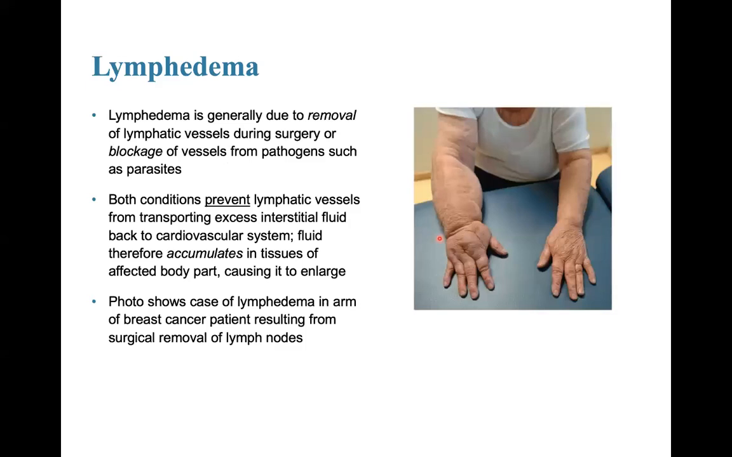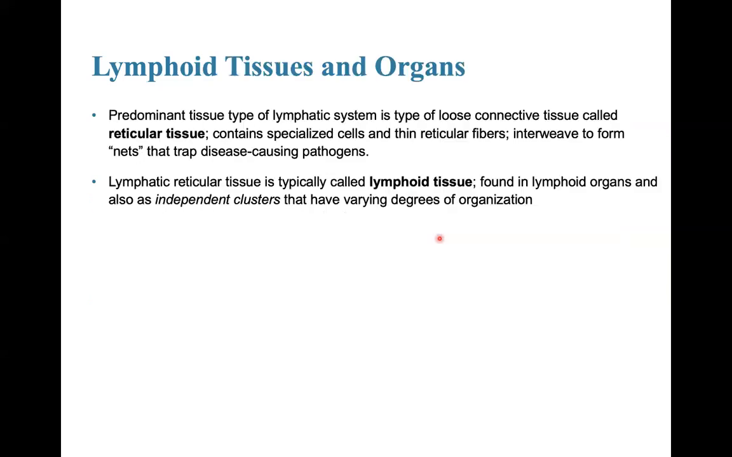Lymphedema is generally due to the removal of the lymphatic vessels during surgery, or a blockage of those vessels from pathogens such as parasites. Both conditions actually prevent lymphatic vessels from transporting the extracellular interstitial fluid back to the cardiovascular system. Fluid then unfortunately will accumulate in the tissues of the affected body part, causing them to enlarge. The photo shows a case of lymphedema in the arm of a breast cancer patient resulting from the surgical removal of those lymph nodes.